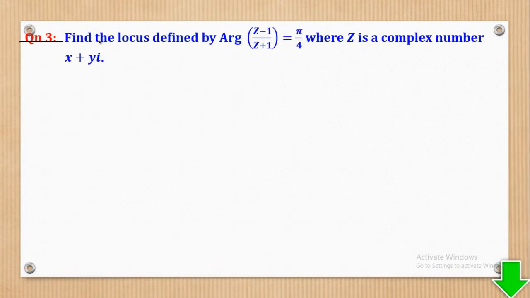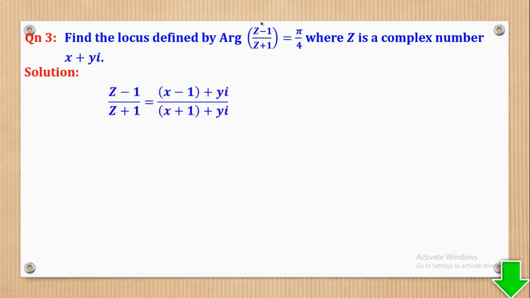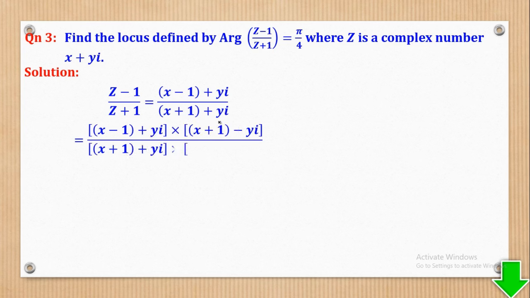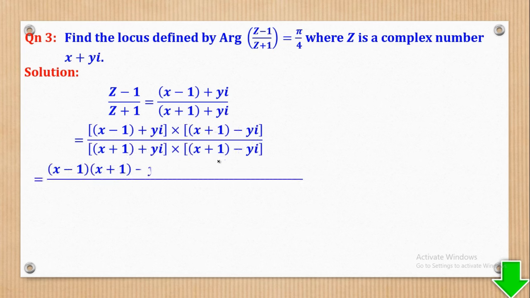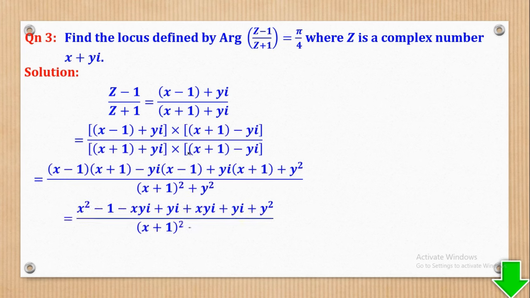Okay, so question 3 says find the locus defined by this, where z is a complex number or x equal to x plus yi. So still here they have defined for us what z is. So what we are going to do, we are going to first extract out this one and simplify it, because when you look at this one the denominator also has an imaginary part. So we have to first rationalize so that the imaginary part is no longer in the denominator. So when you expand, simplify, we shall come up with that part.